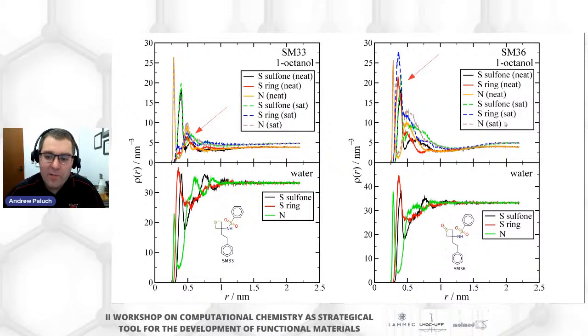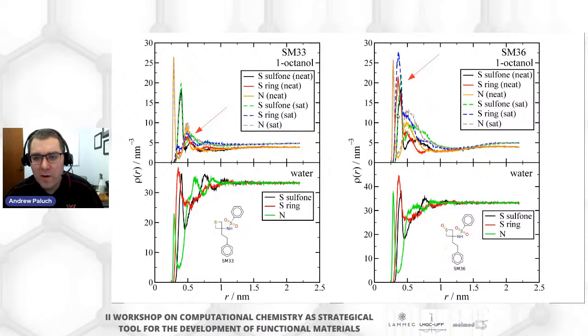Now when I look at 36, this sulfur has a double-bonded oxygen to it. In water, the red curve, which corresponds to water around the sulfur in that ring, has a peak that is now noticeably larger compared to the bulk local density. So it looks like I have water interacting with that oxygen. The biggest difference is in neat octanol versus saturated octanol. For the amine, neat octanol is this orange and saturated octanol is this dotted line, and they look pretty much the same.